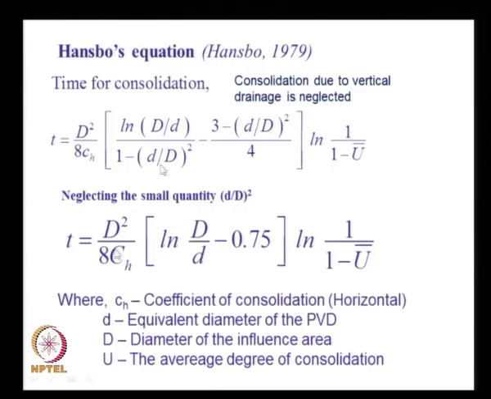And it is very simple to solve this equation by trial and error, and you can see that the contribution of the vertical drainage is neglected in this equation. What Hans Bohr said is most of the consolidation is happening because of the radial drainage, and because of that it is reasonable to neglect the contribution of the vertical drainage, because anyway it is very small.